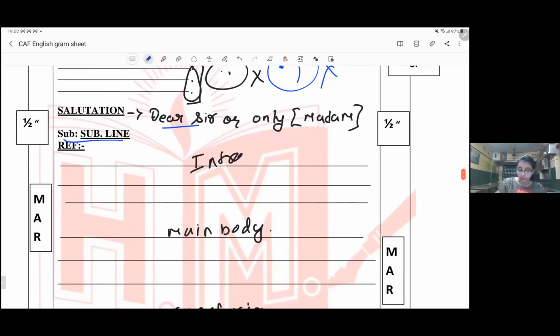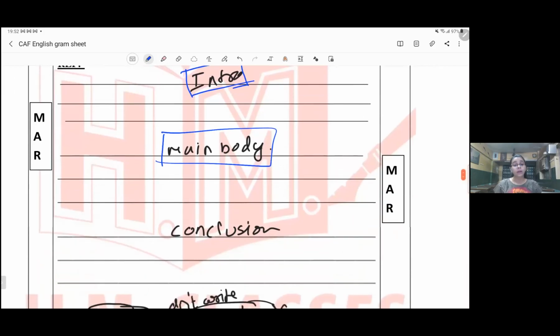See this. The first paragraph will be the introduction. Second paragraph, main body, that is what and for what purpose you are writing this letter. And conclusion, that I hope you will go through our letter, and I hope you will reply as soon as possible. Right?